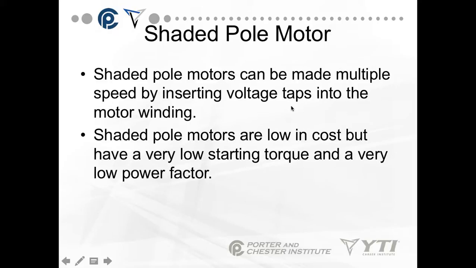Shaded pole motors can be made multi-tap by inserting voltage taps onto the motor winding. Shaded pole motors, they're very low in cost, but they have what we call a low starting torque and a very low power factor. They cannot drive heavy loads, and they also cannot start a heavy load. They can't handle much more than a fan blade.